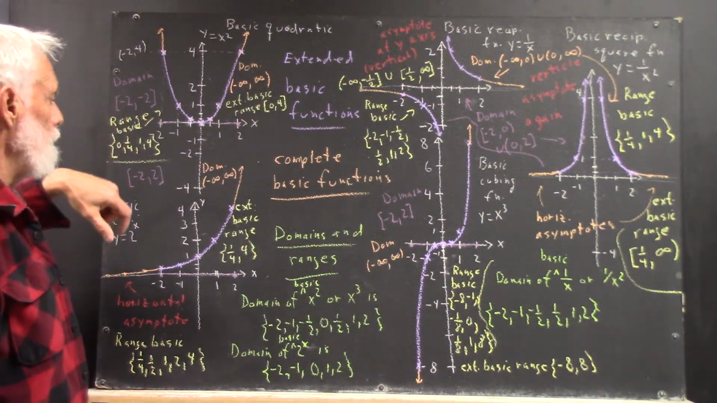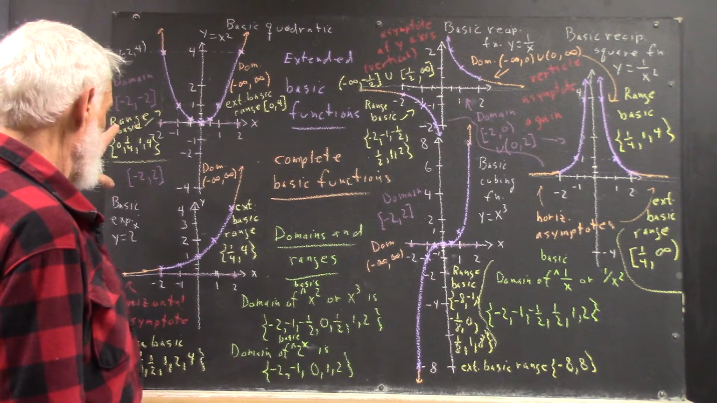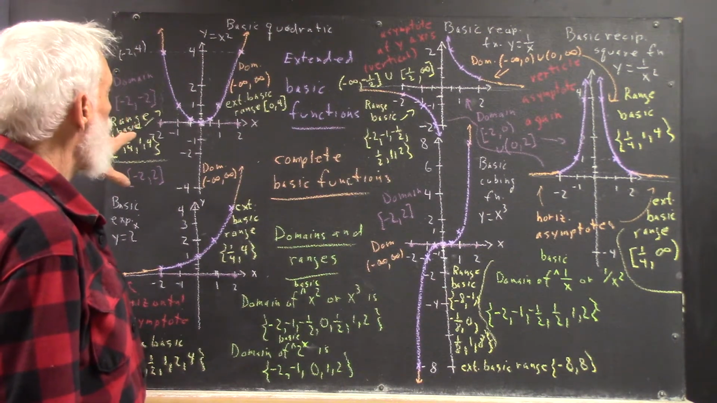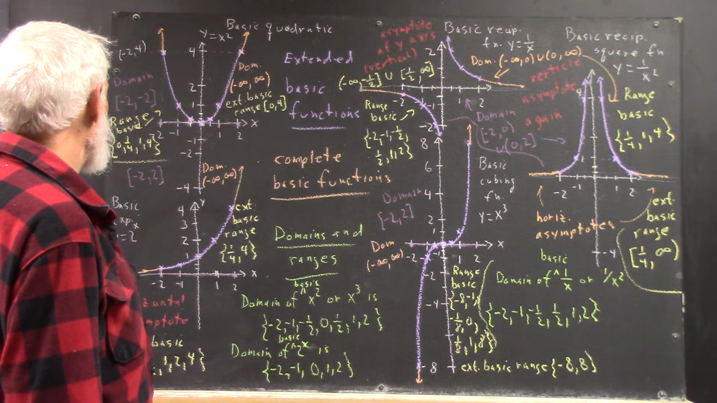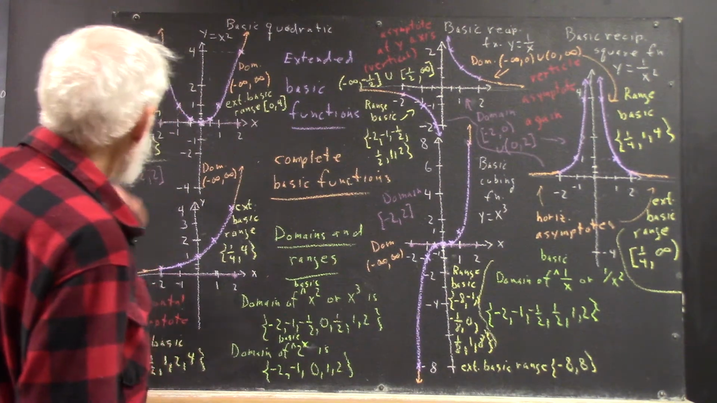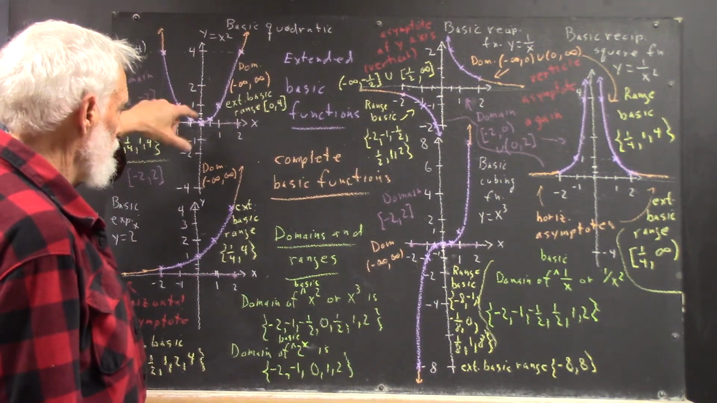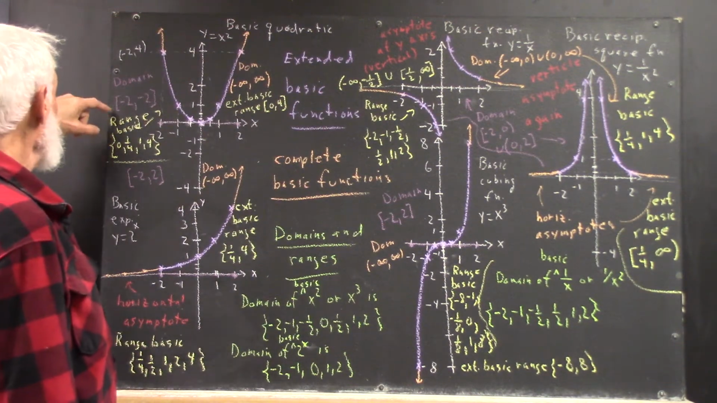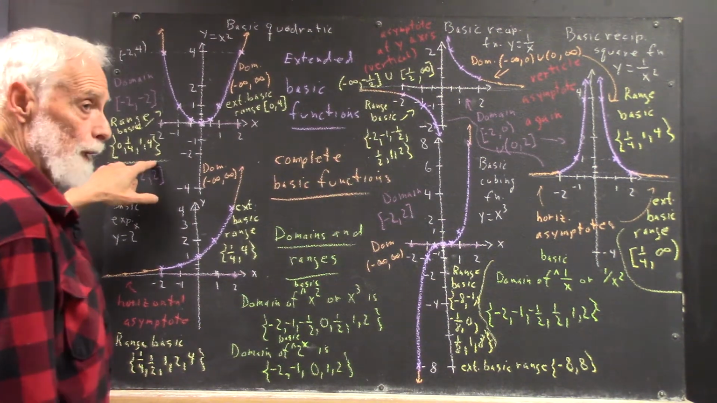We have the domain somewhere. I don't think I wrote down the domain of this thing. No, I didn't. Okay, anyhow, we have the basic function. We know what its domain is: -2, -1, -1/2, 0, 1/2, 1, 2. Its range of the basic function is 0, 1/4, 1, 4, as we've seen.